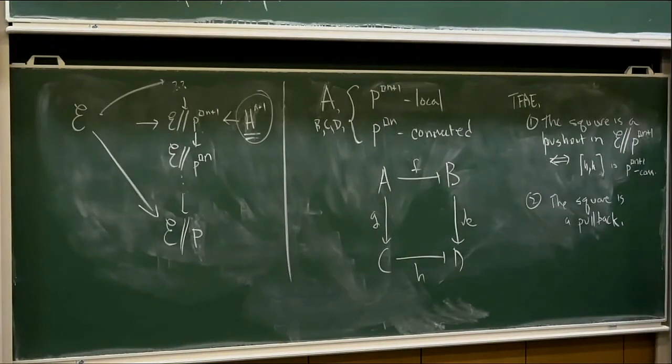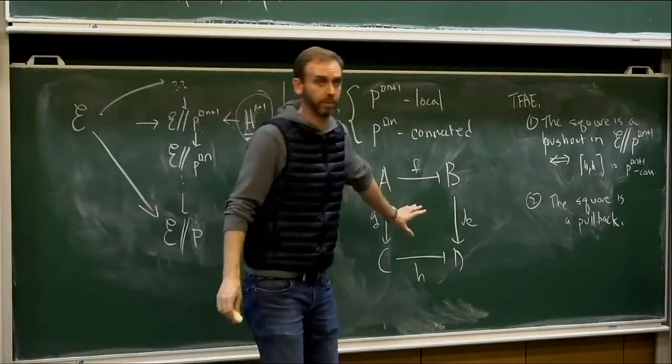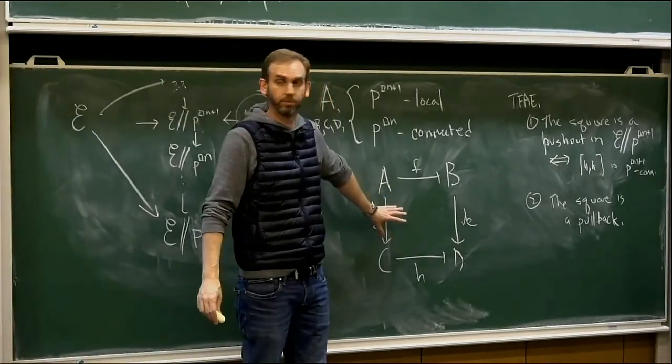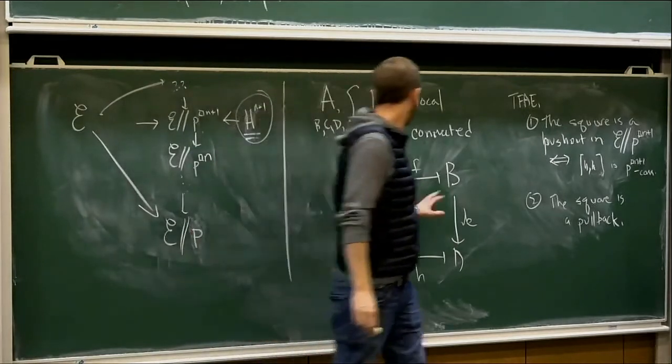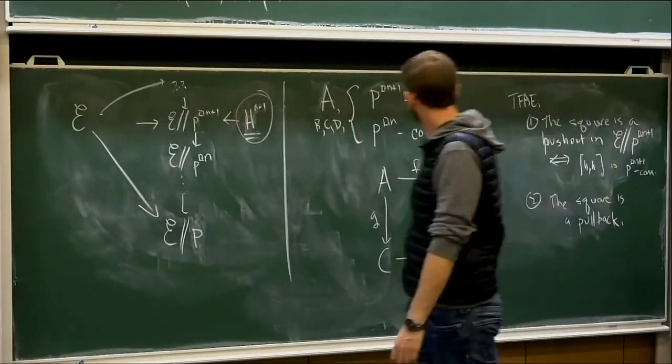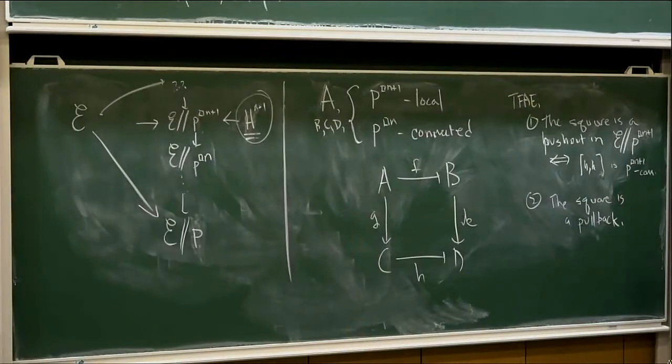So how do you see this? This is a proof. Well, not a proof. The proof is essentially the generalized Blakers-Massey theorem. So I'm going to apply the Blakers-Massey theorem to this square. So what does the generalized Blakers-Massey theorem say?